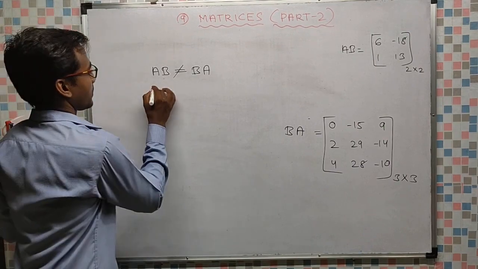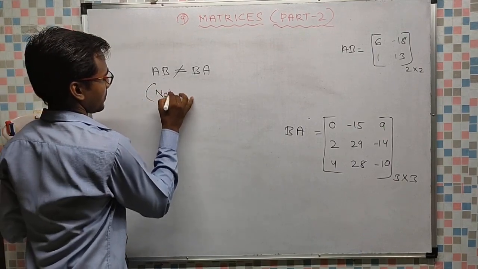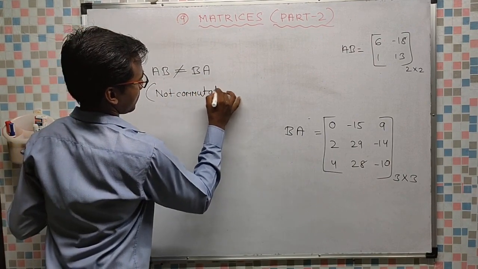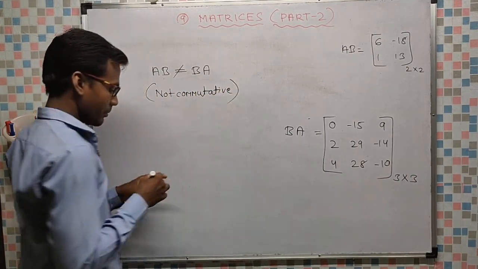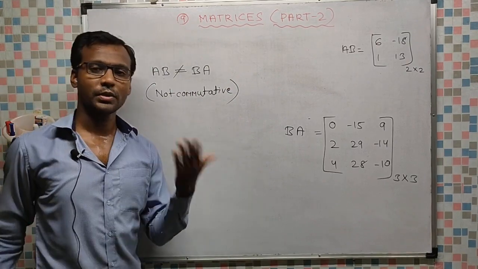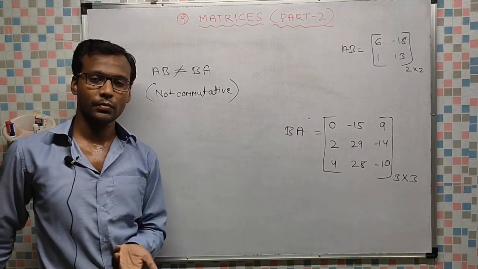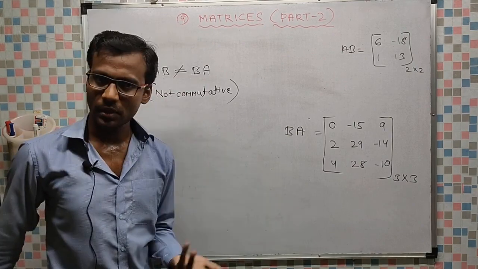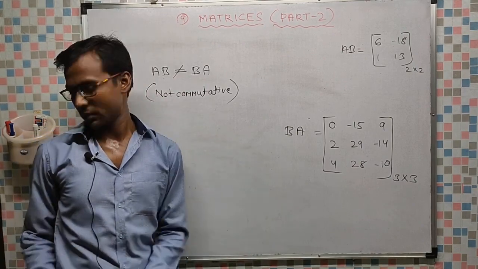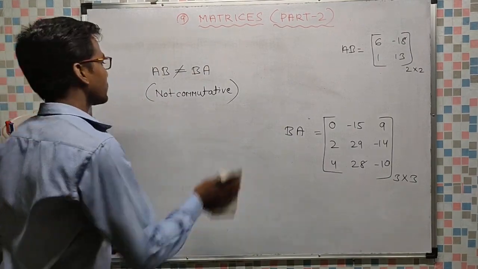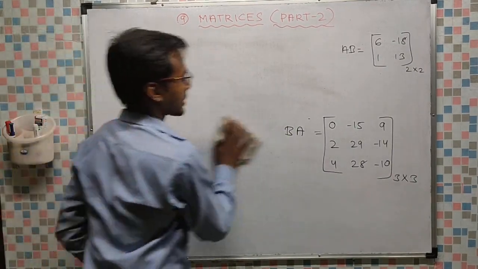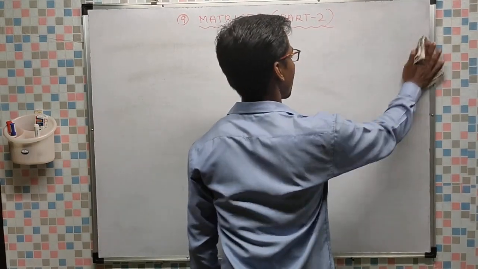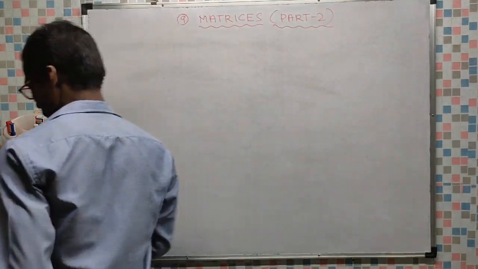So from this we conclude that the multiplication of matrices is not commutative. Remember this. If A into B is possible, B into A may be possible, may not be possible, and even if it is possible, B into A may be equal to AB, may not be equal to AB. We cannot say. So this is how to multiply matrices. Let us solve some examples related to multiplication.